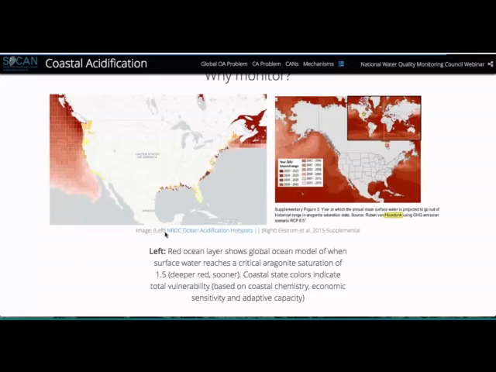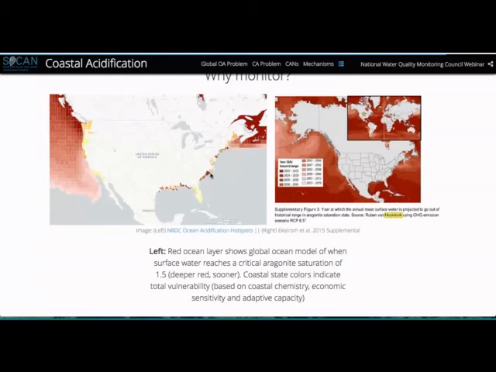So if you look at that global model, basically it looks like we're in the clear here in that gray zone. But if you look at the colors that are actually on these states, these colors indicate total vulnerability that incorporates economic sensitivity based on shellfish harvests and permits and things like that. Also, how well these areas can adapt. And most importantly, it highlights the coastal acidification portion of the equation. And so you can see there's a really big, clear mismatch between what we're seeing in these global ocean models for acidification and what we know about what's happening at the coast for coastal acidification.